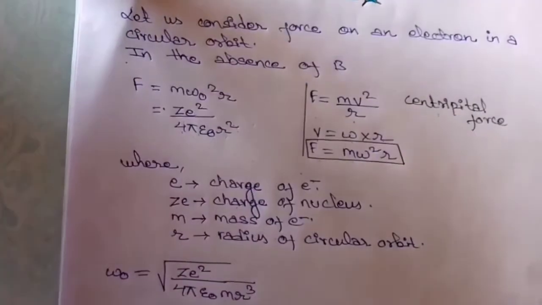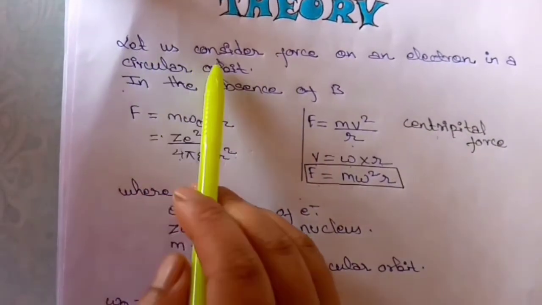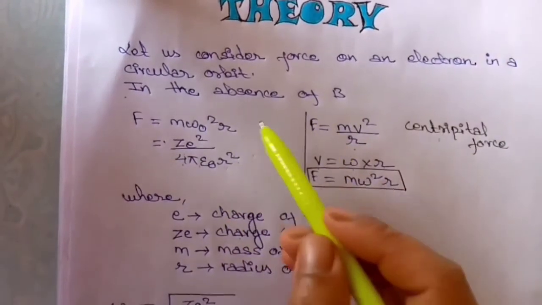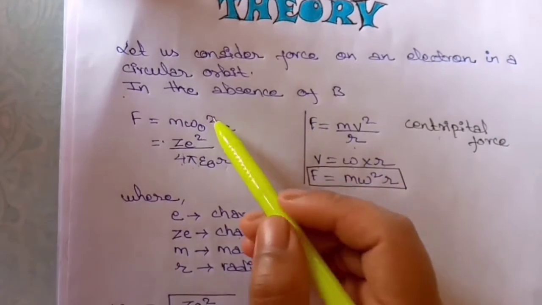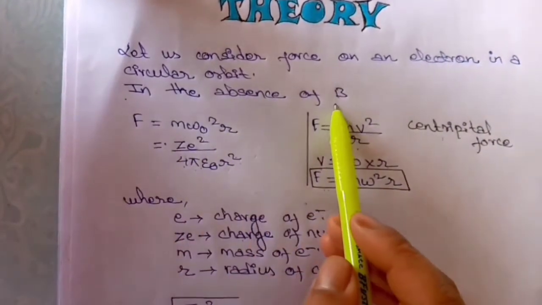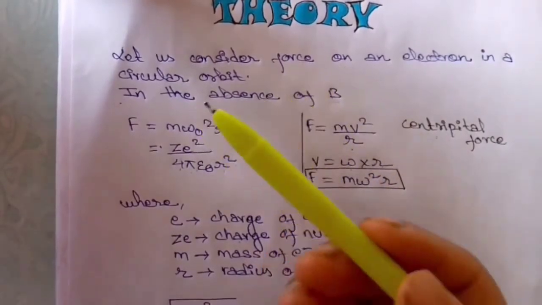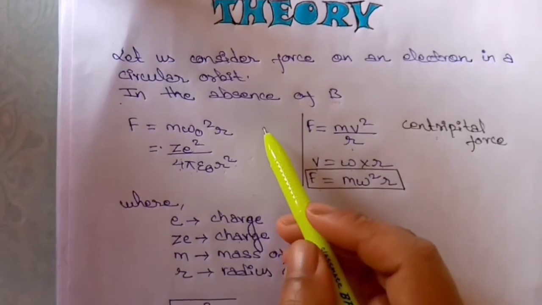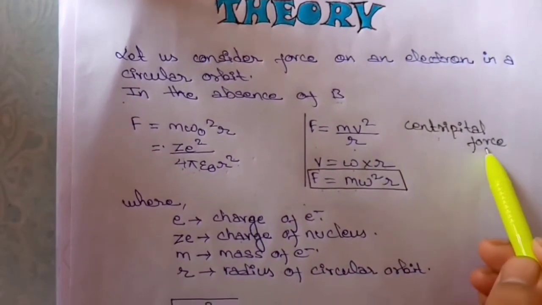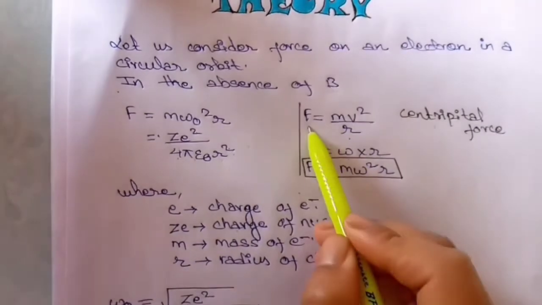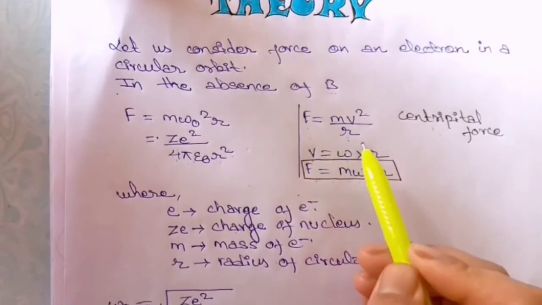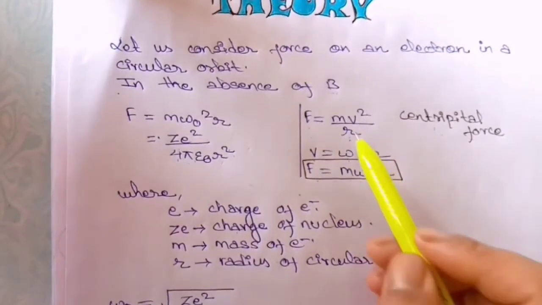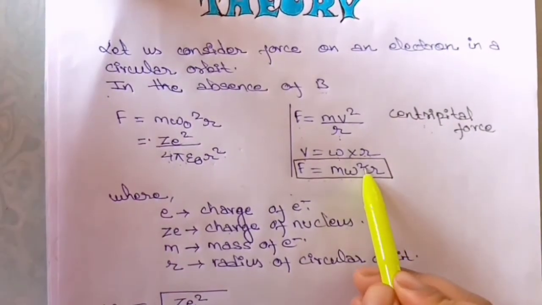Now let's understand it mathematically. Let us consider the force on an electron in a circular orbit. Here we are considering Bohr's model of the atom. In the circular orbit, in the absence of a magnetic field, the force we have is, firstly, since the orbit is circular, the centripetal force. It is given by F equals m v squared divided by r, where v equals omega times r. Replacing v in the above equation, we get F equals m omega squared r.